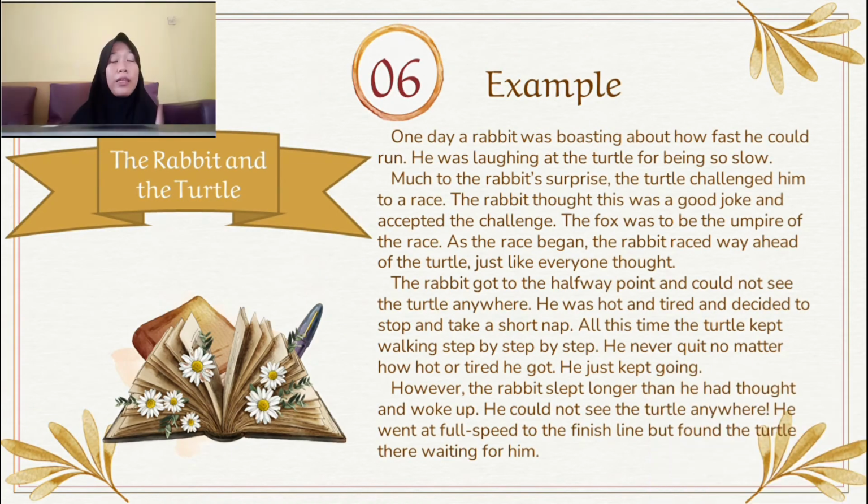I have one example of narrative text. That is a story about a turtle and a rabbit. In the first paragraph, we can find the orientation. That is, the rabbit was laughing at the turtle because he is so slow. And then, the complication we can find in paragraph 2. That is, the turtle challenged the rabbit to a race. As the race began, the rabbit raced way ahead of the turtle, just like everyone thought. And the resolution is the turtle kept walking step by step. He never quit no matter how hot or tired he got. He just kept going until the finish line.